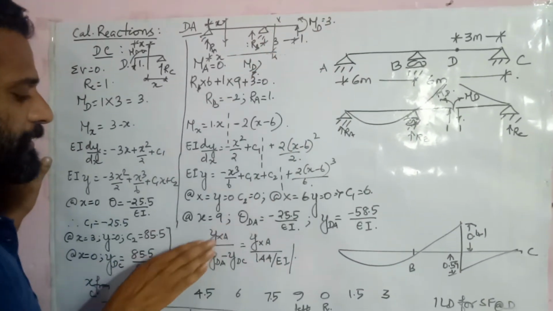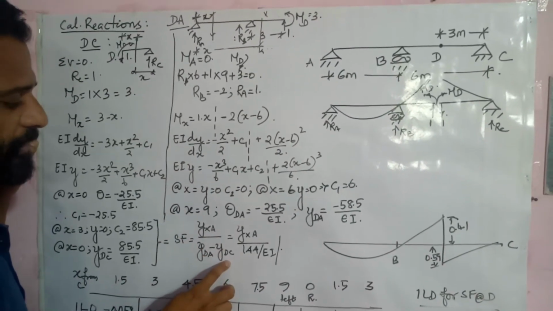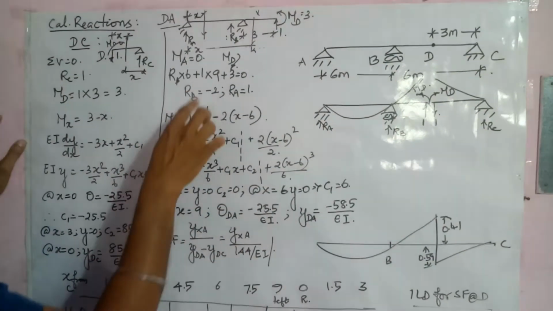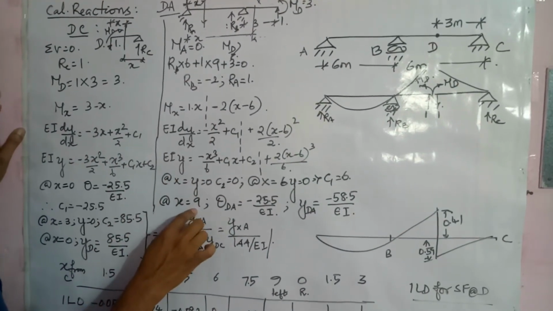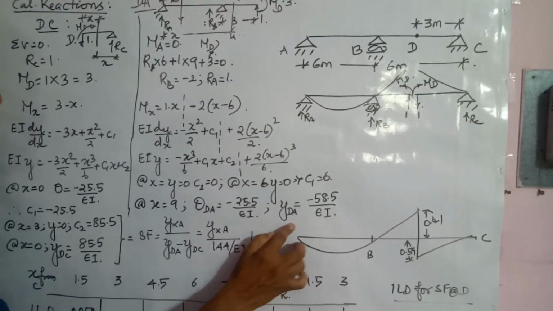Since we know that the shear force may be calculated as Y of XA divided by Y of DA minus Y of DC, Y of DA and Y of DC need to be calculated. So I am calculating it. At X equal to 9 meter, so theta D, I have calculated both the slope and the deflection value. So let it be.